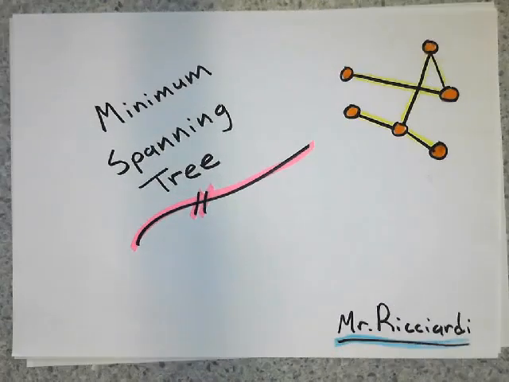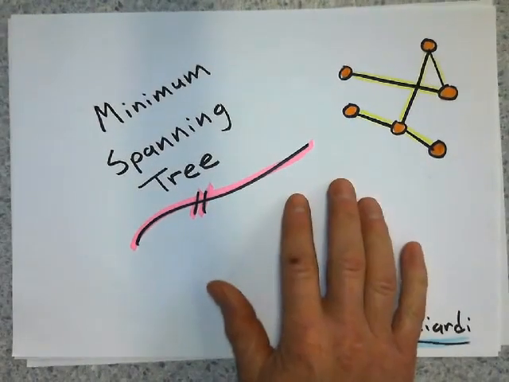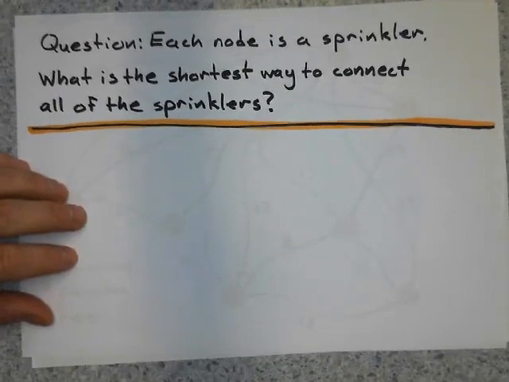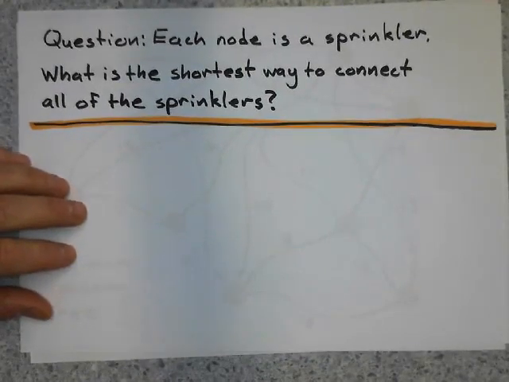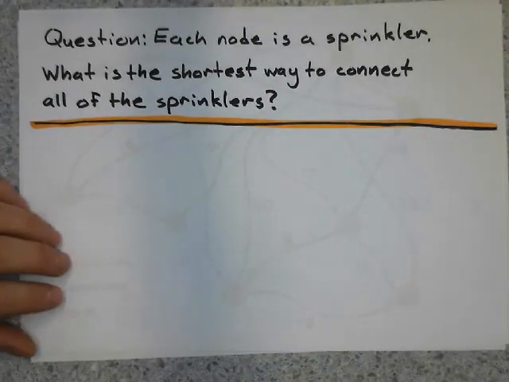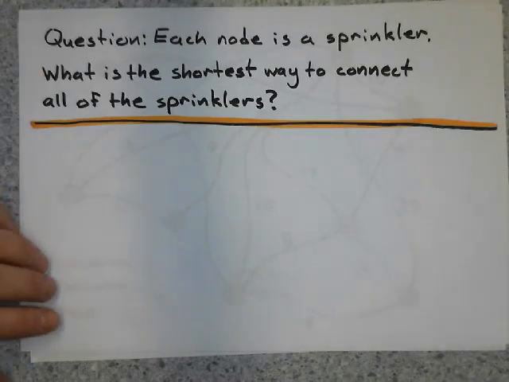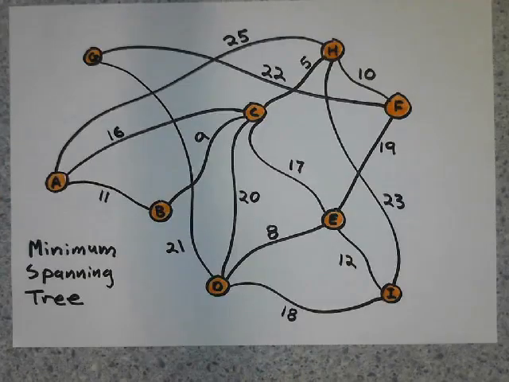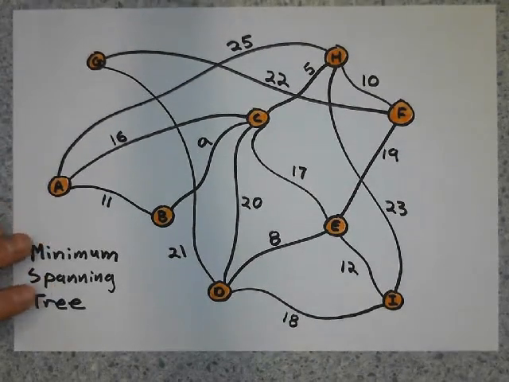Here we go. We're going to do minimum spanning tree, which has to do with networks. And I made up a problem that has to do with sprinklers. And here's the question. If I have a network where each node is going to be a sprinkler, what's the shortest way I can connect all of those sprinklers? Let's say we have this network here, and all of those numbers on there are in meters.